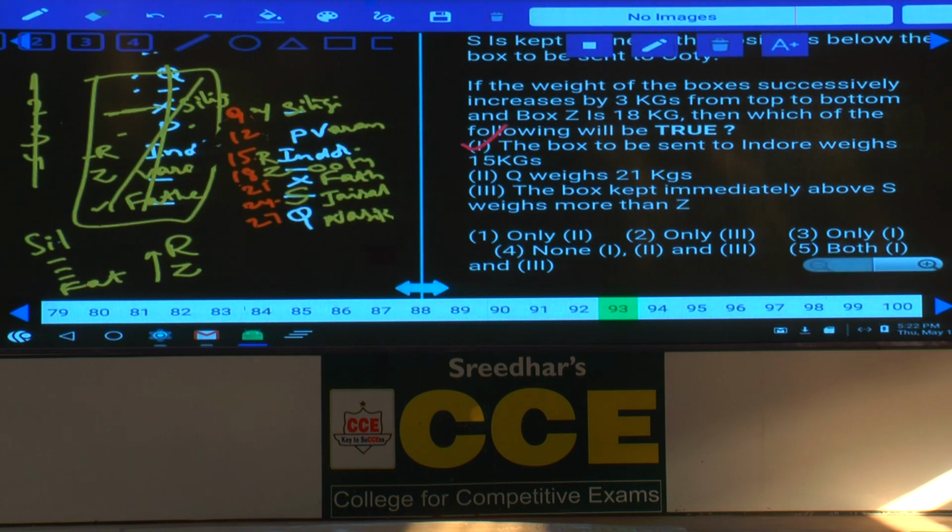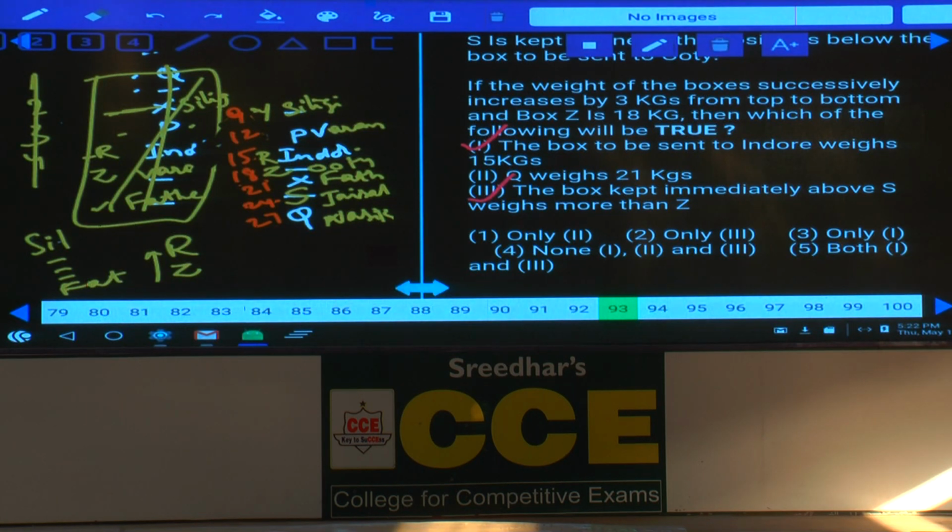1 follows. Now we need to check out the combination. Only 1 is there, 1, 2 and 3, and 1 and 3. Now, if you check out 3, the box kept immediately above S weighs more than Z. S is how much? 24. Z is 18, and S is more than Z. So 3 is also true. As 3 is also true, your answer could be either all or 1 and 3.